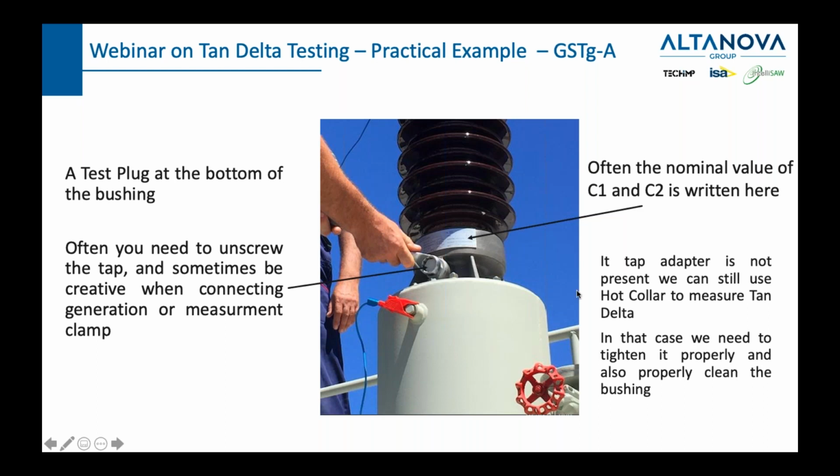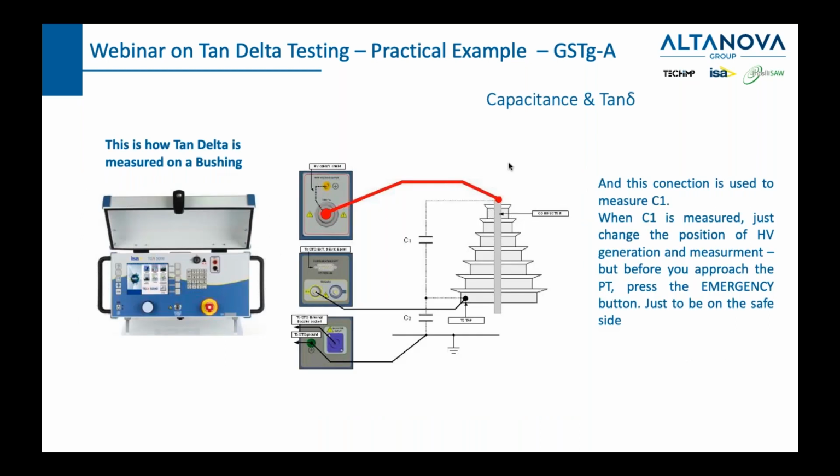If you don't have this, you can also use a hot collar, which is like a belt which you wrap around the ceramic, around the bushing, but in that case you need to clean it very nicely, and the interpretation of the results is a little bit different. In that case we rely on the comparison between phases. So this is a bushing, this is a tap adapter, and then we generate on the high voltage side and we measure on the low voltage side in order to measure C1. So this is the capacitance between the top and the tap adapter.